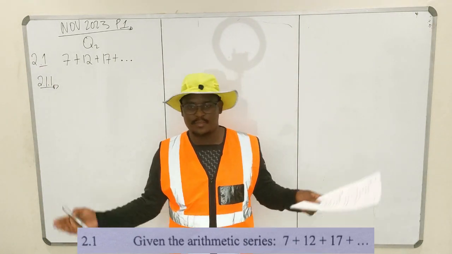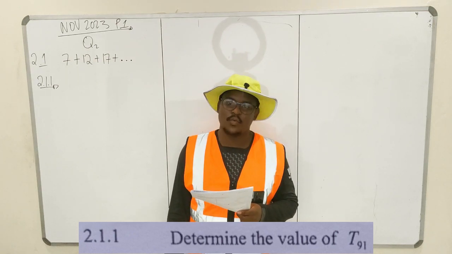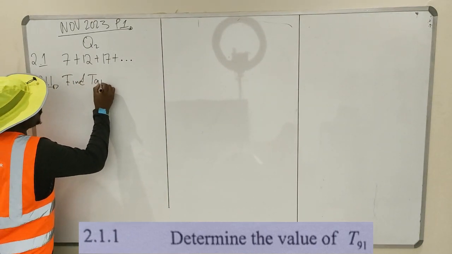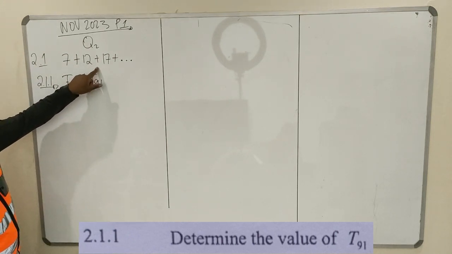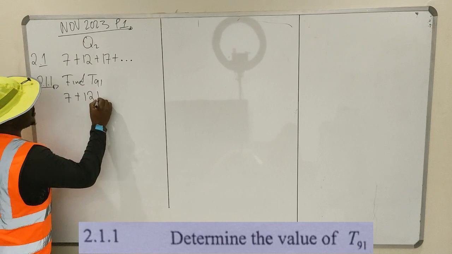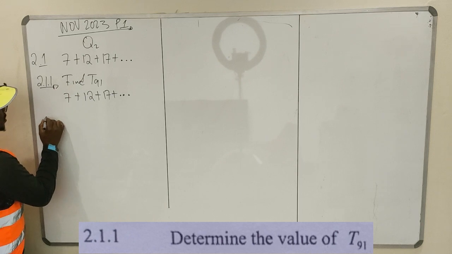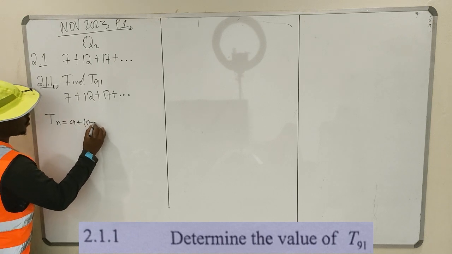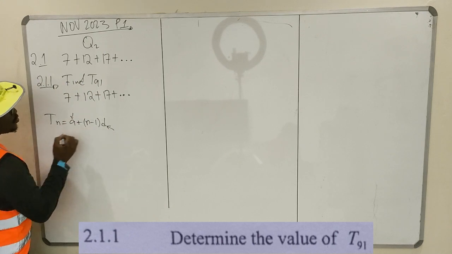You're just told that this is an arithmetic series, nothing much. They're saying, determine the value of T91. So find T91. What is T91? T91 is the 91st term of this series. Because it's arithmetic, you have 7, 12, 17, and it continues. Since it's arithmetic, you know the general term is Tn equals a plus (n minus 1) times d. So to find T91, you need to know your a and your d.